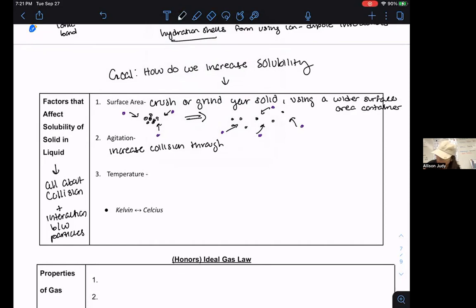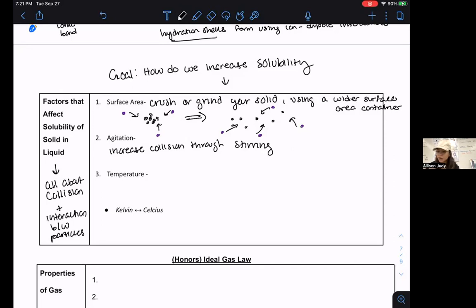Increased collision through stirring, right? An external force. Okay? So, the last way we can do this is through temperature.